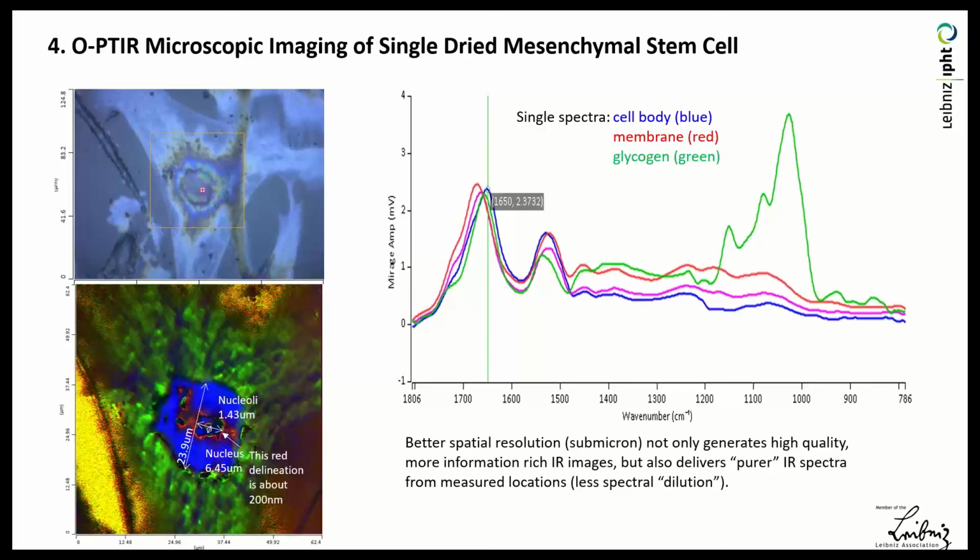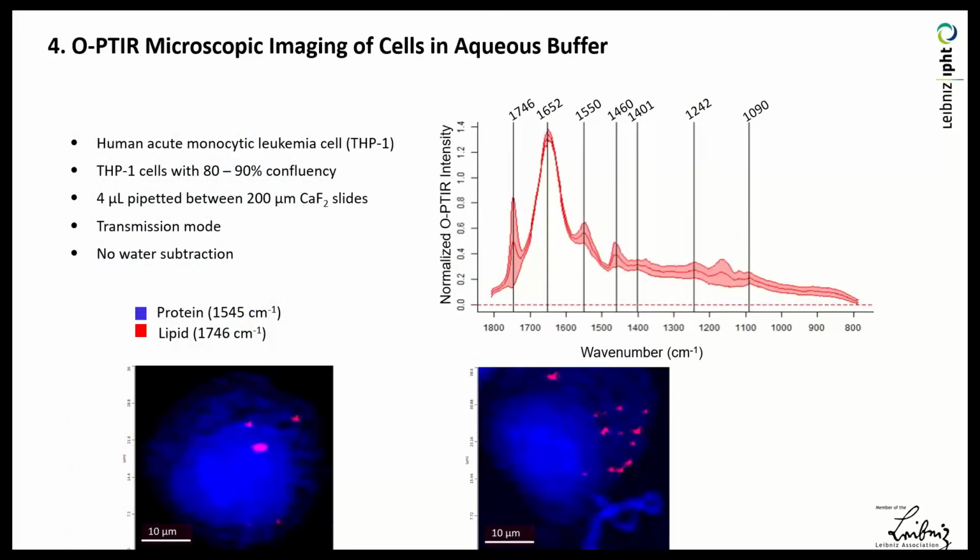So, and then we saw here Peter Gardner's paper about the work of OPTIR of cells in aqueous buffer. So I had a guest student. I said, here, let's try similar things, and it works quite well.